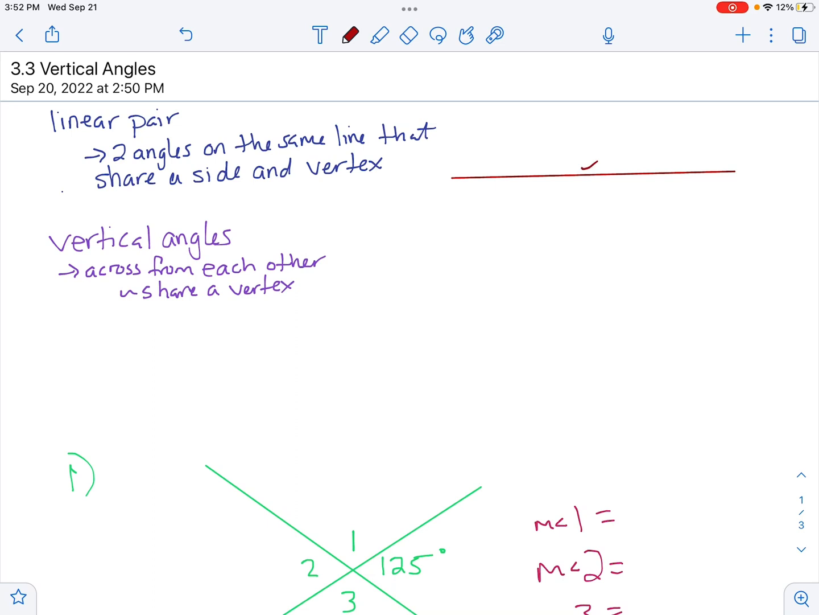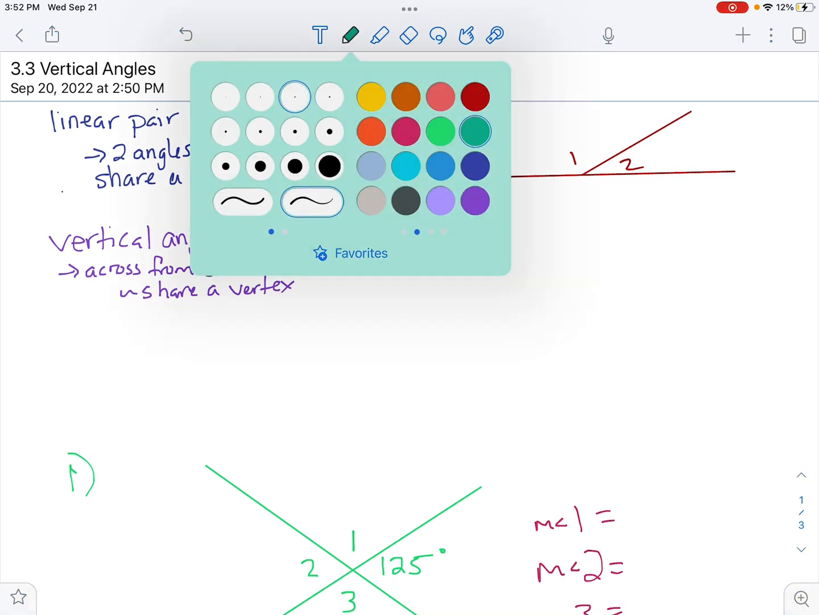If we have a line and it's split up into two angles, we have angle 1 and angle 2. So there's our linear pair. Now, what do we know about a linear pair? What do we know about a straight line? A straight line adds to 180.